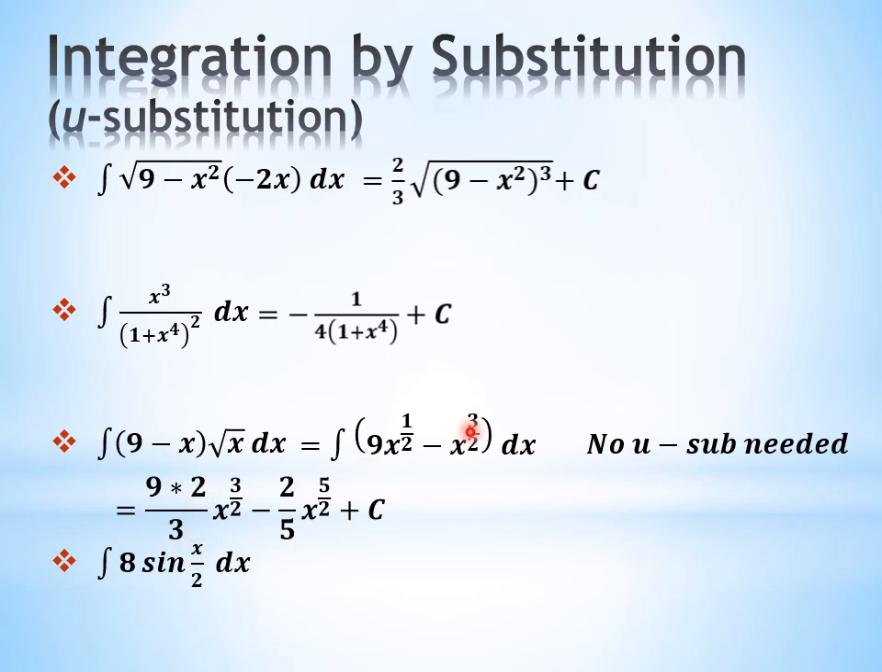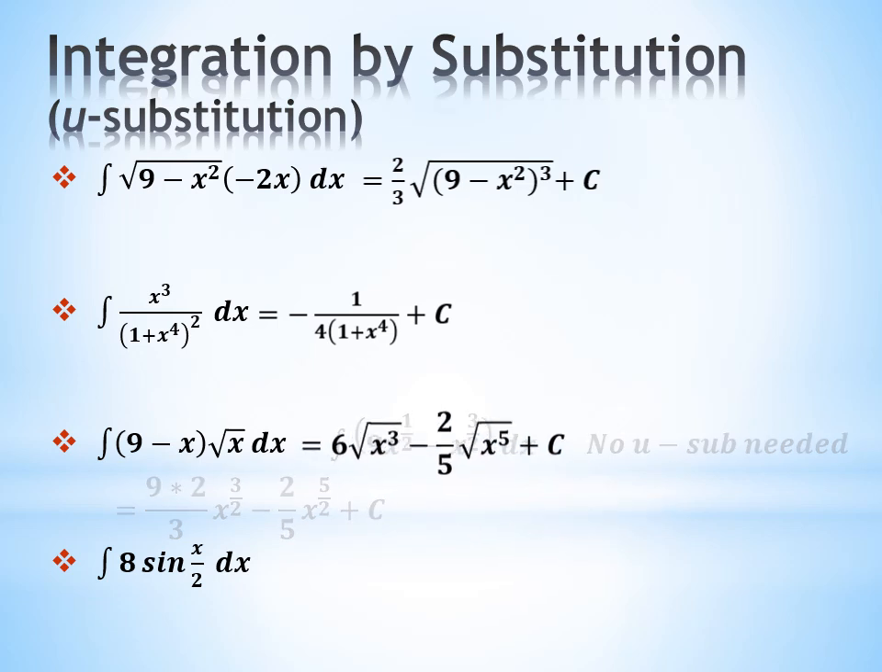And then the second term is going to be adding 1 to the exponent, which is going to be 5/2, and then we divide by that, it's going to be 2/5, and don't forget that negative in there. So then we got 9 times 2 over 3, so it's going to give me 6, and then the 3/2, the halves is going to give me a square root, so square root of x cubed, and then we subtract that 2/5 x to the square root of x to the 5th plus c.